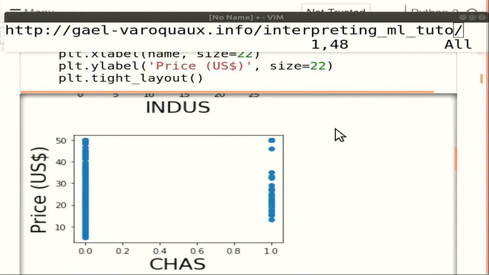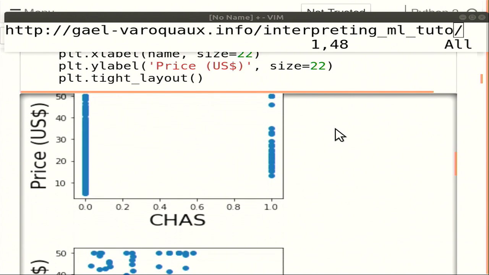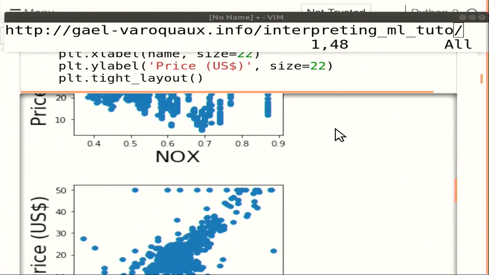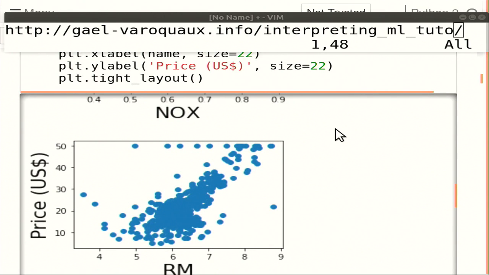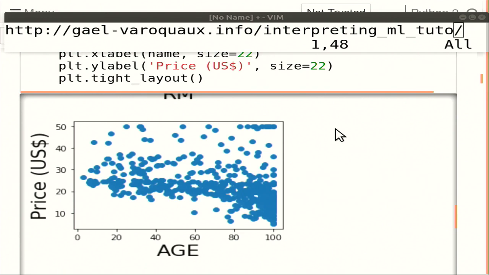Variable names are important. This is whether you're next to the Charles River or not. This is in Boston. The Charles River is a river in Boston. It's a nice area. This is the number of rooms, so you can see that the price goes up with the number of rooms. Makes sense. The age of the house. Older houses tend to be cheaper, but some of them are super expensive.